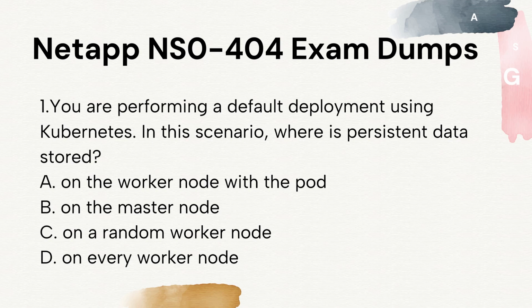1. You are performing a default deployment using Kubernetes. In this scenario, where is persistent data stored? A. On the worker node with the pod. B. On the master node. C. On a random worker node. D. On every worker node.